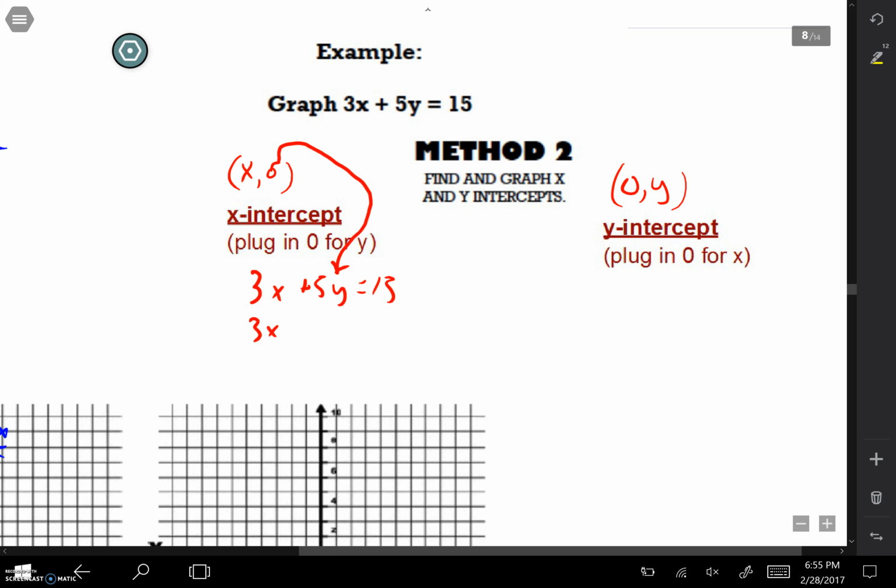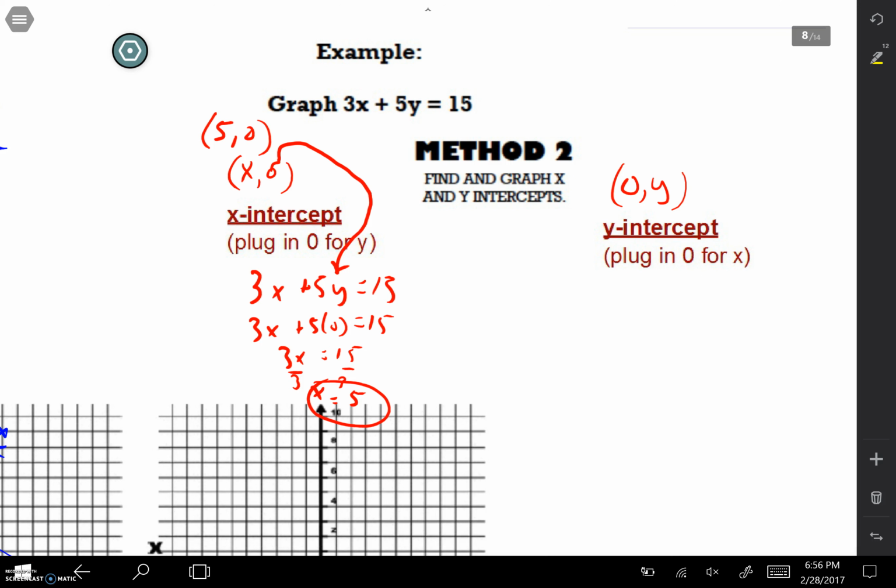So I get 3x plus 5 times 0 is equal to 15. Anything times 0 is 0, so I get 3x is equal to 15. Divide both sides by 3. x is 5. What does that mean? That means my x-intercept is (5, 0). There's my first point. I literally just use 0 for y, put it in there, and solve for the x-intercept.